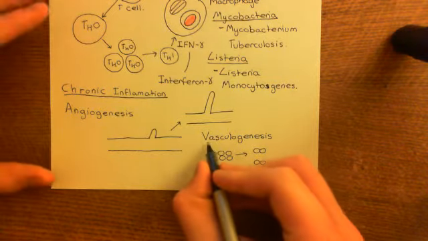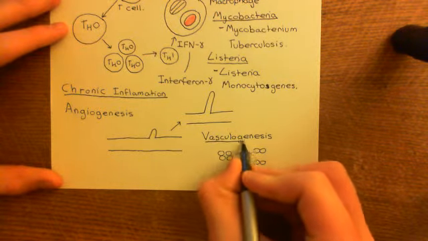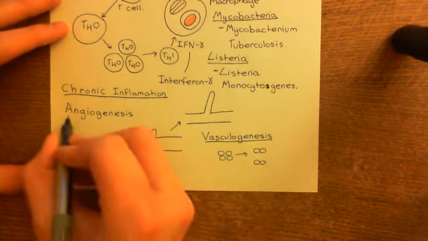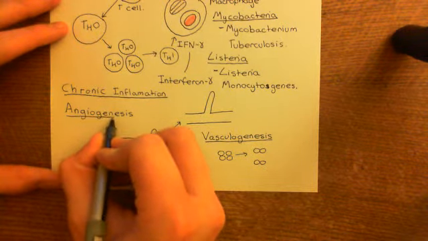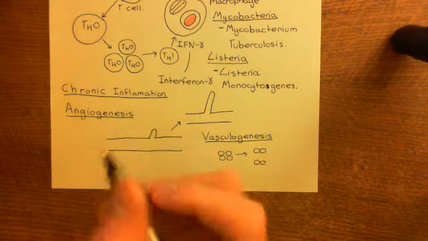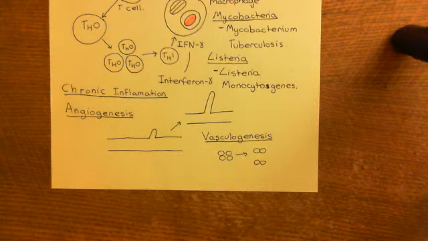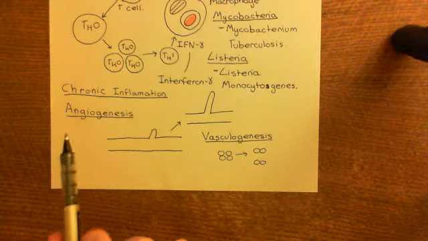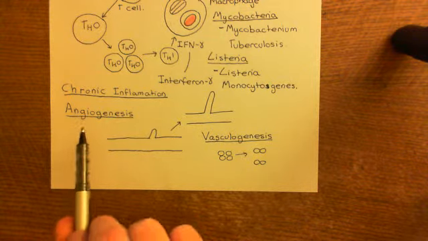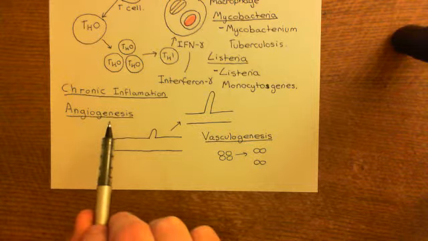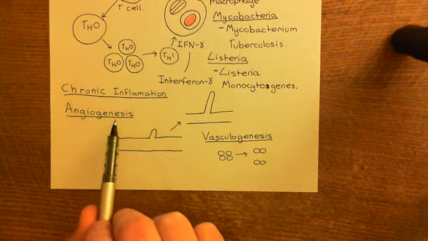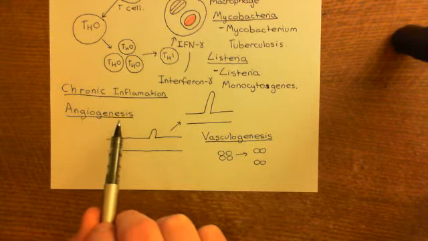So angiogenesis is not the same thing as vasculogenesis. Vasculogenesis is something of fascination to developmental biologists. Angiogenesis is something that's of fascination to pathologists and pharmacologists and physiologists. Okay, right. So we're going to discuss how in chronic inflammation you get the development of new blood vessels in the area where the chronic inflammation is occurring.